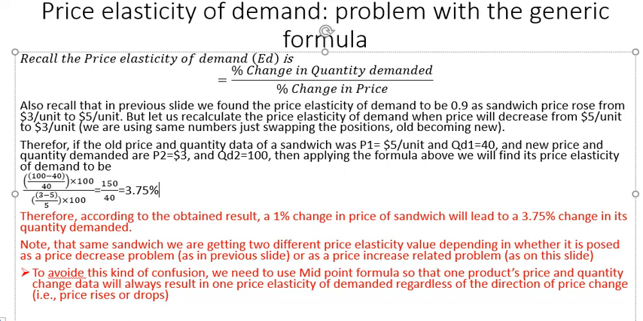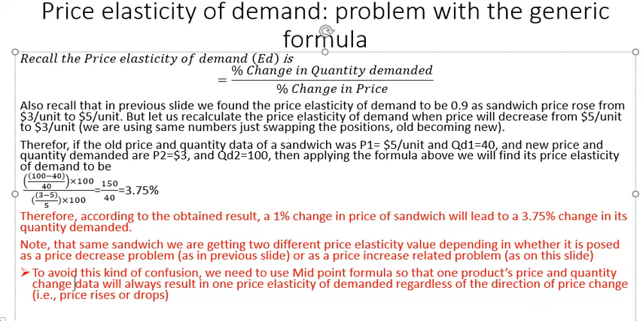Note that we are using the same sandwiches, but because of the order of occurrence, sometimes it's a price increase related precedence, sometimes it's a price drop related precedence. Because of that, now the numbers are different. Now we're getting 3.75% as opposed to the previously found 0.9%. So that is a problem, right? Same product, sandwich, but depending on which price we assume first, the higher one or the lower one, we get a different result. So to avoid this kind of problem, we need a better formula called the midpoint formula.